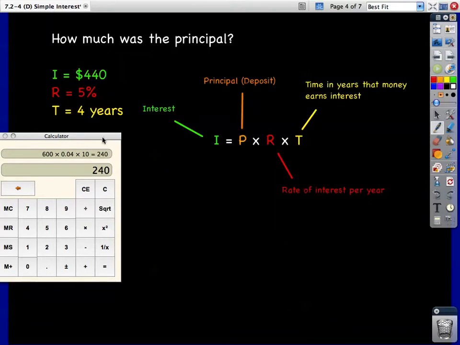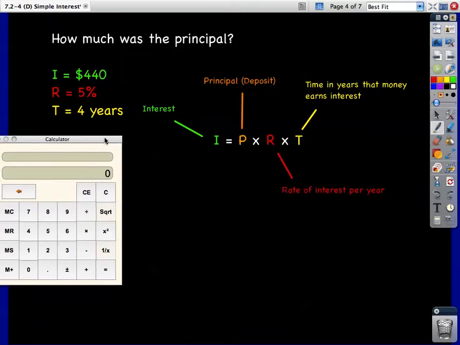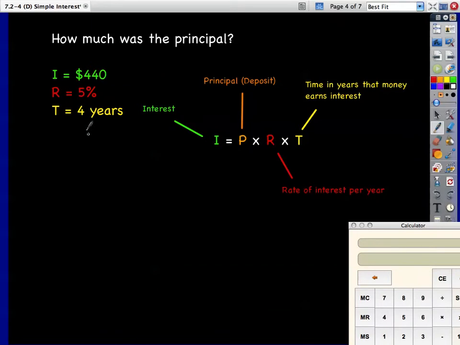Let's look at one more, though, that may not be quite as straightforward. In this particular case, they give us the amount of interest, and they want to know how much was the principal. So again, I'm going to take the formula, and I'm going to plug in what I know. In this case, I know what the I is. The I is interest, and it's 440.